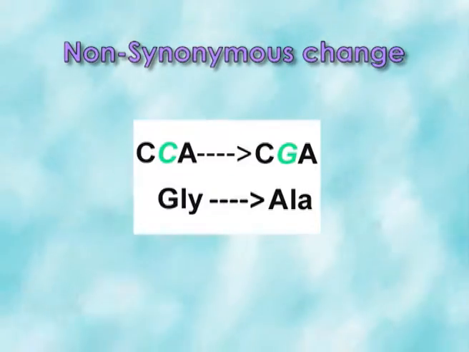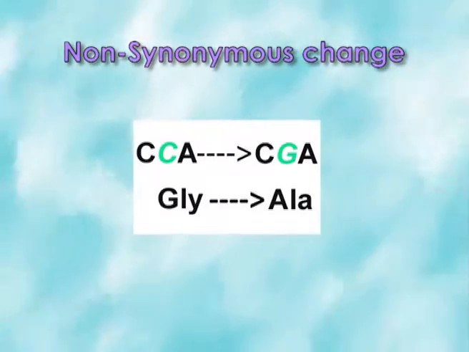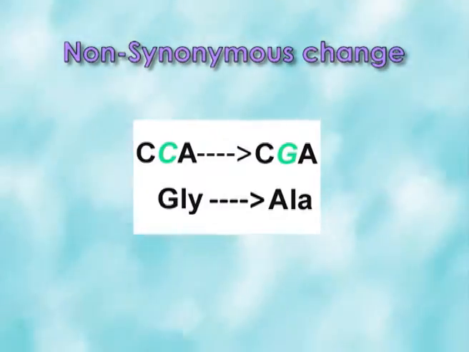Actually, neutral is a type of missense mutation, but it does not change the sense of the amino acid. Suppose here glycine is substituted by alanine by changing CCA to CGA, change of C to G. So the meaning or sense of the amino acid does not change the activity of the protein as well, but it is a hidden source of variation.